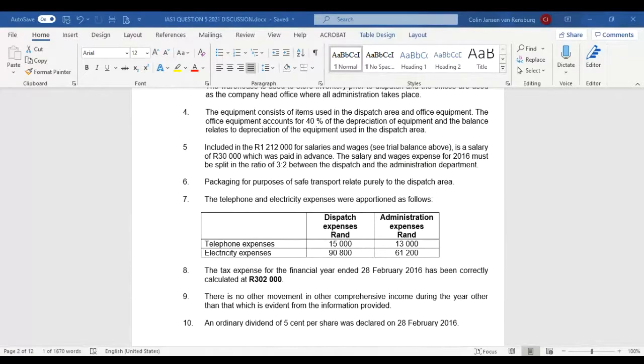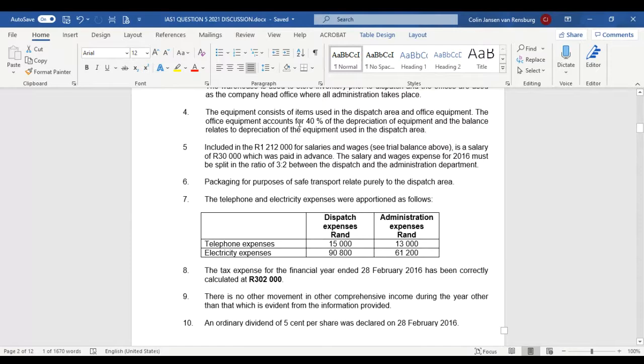Mr. Van Rensburg, Gloria asked, you must please explain point 4 again. Point 4, okay, Gloria. Oh, I see now. There we go. Point 4, what was point 4?